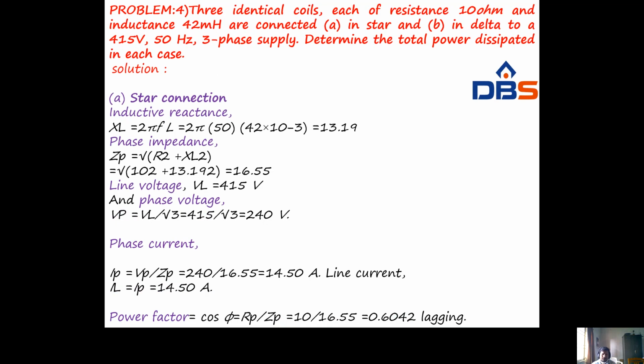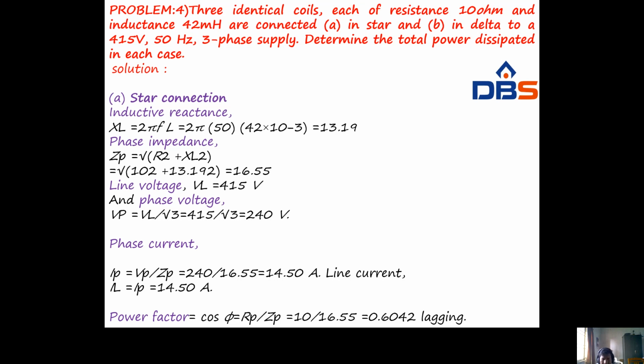So another problem: 3 identical coils, each of resistance 10 ohms and inductance 42 millihenry, are connected (A) in star and (B) in delta to a 415 volts 50 Hz 3-phase supply. Determine the total power dissipated in each case.